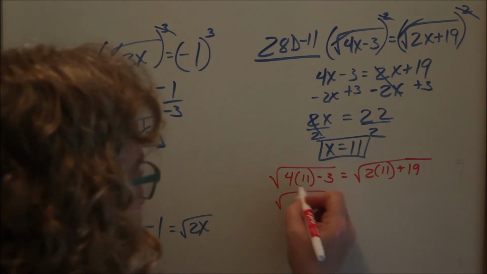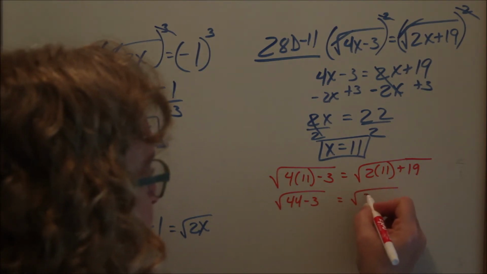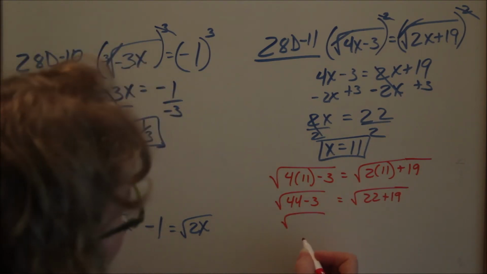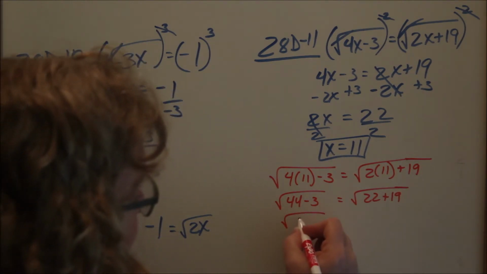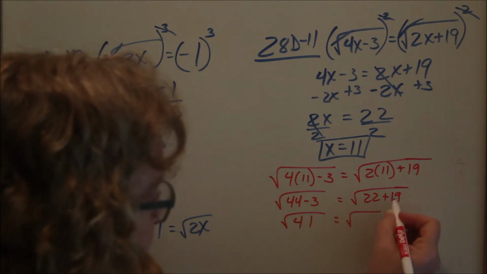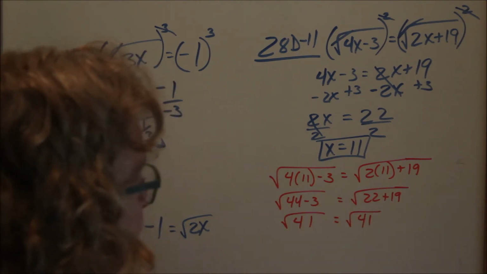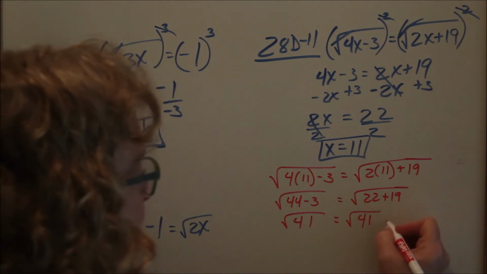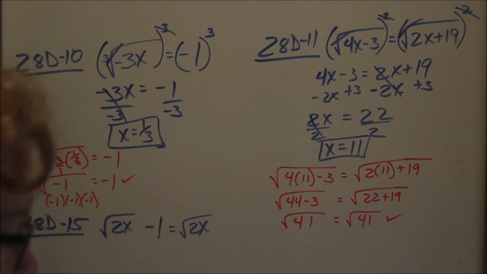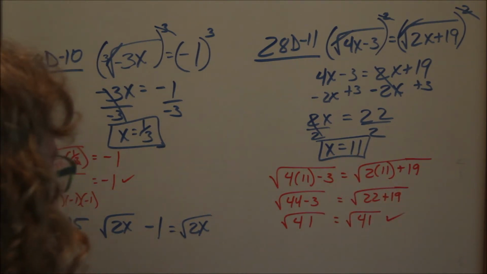So this would be square root of 44 minus 3 equals square root of 22 plus 19. That would be 41. Square root of 41 equals square root of 41. That also comes out to 41. So since the left side equals the right side, then it checks. When the left side does not equal the right side, it doesn't check. That's when you would put that it's not a valid solution.